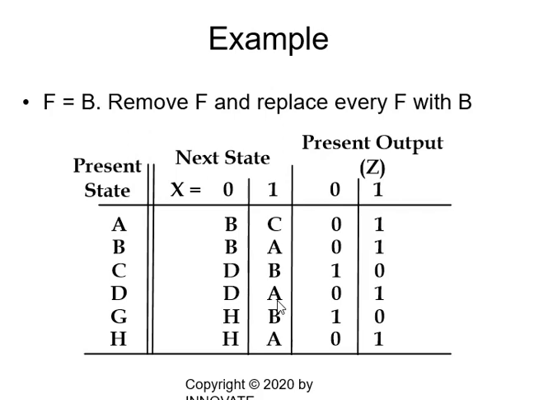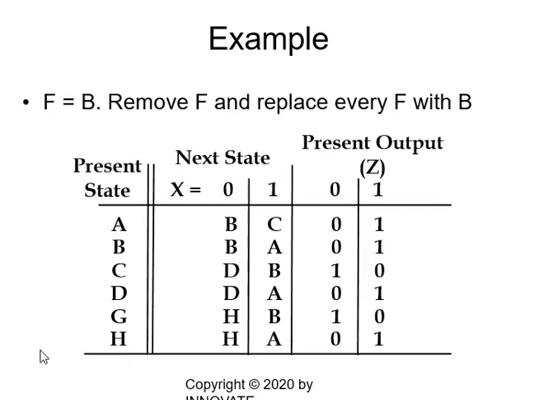The same story actually with H. H also has the same behavior. H will stay, the next state will be H at x is 0, and it will be A at x is equal to 1. So we go to A, and the output will be the same. So clearly B and D and H have the same behavior. So we say B is equivalent to D is equivalent to H.